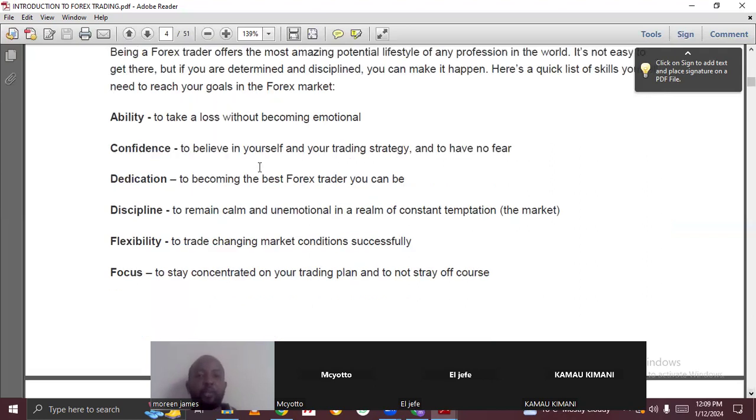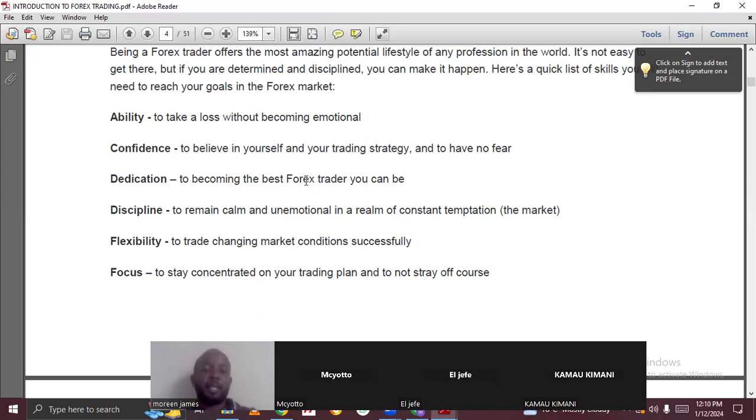Number one, ability to take a loss without becoming emotional. Sometimes the market will not favor you, so sometimes it will not give you the results you want. So you have to learn to take a loss and not be emotional about it. Be very, okay, I took a loss, I'm okay with it, tomorrow will be a better day. Confidence. You have to learn to believe in yourself and your trading strategy and have no fear. When you're starting, this will be one of the most important traits, because most people usually have a lot of fear. Fear of starting, fear of how will I make money, or fear of I've made a loss, can I make it back? Dedication to becoming the best Forex trader you can be.